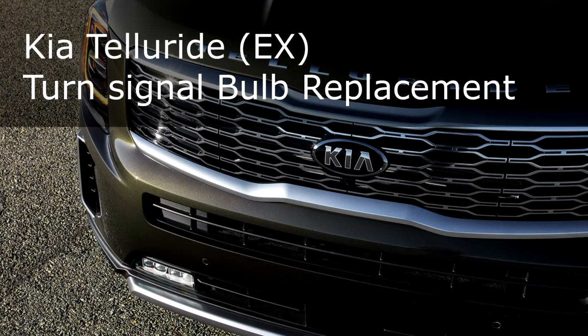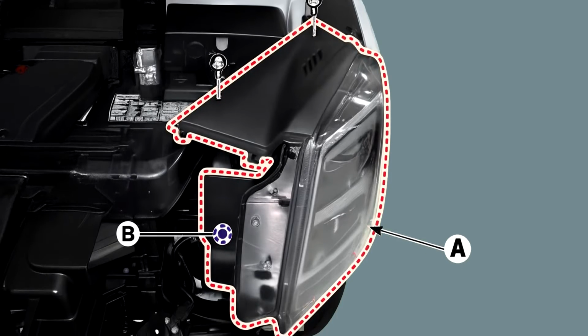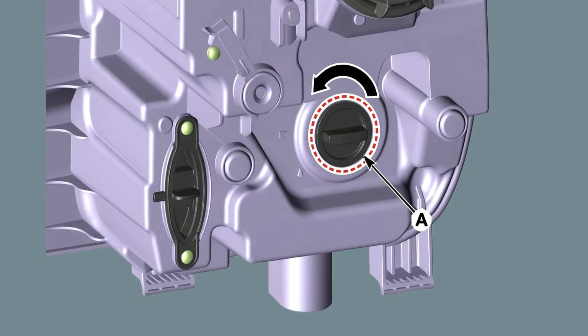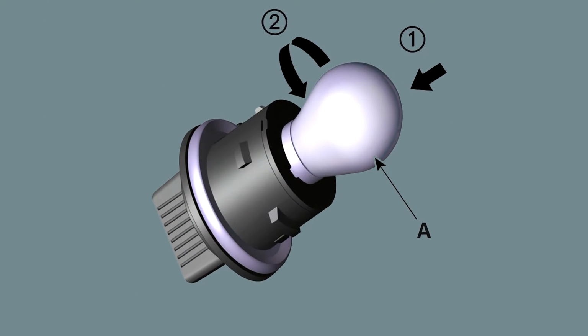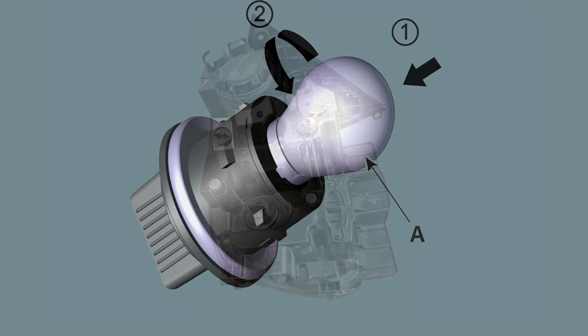Turn signal bulb replacement. 1. Remove the headlamps. Refer to the beginning of the video for a detailed walkthrough of this step. 2. Remove the socket, A, by turning it counterclockwise. 3. Remove the bulb from the socket. 4. Install in the reverse order of removal.